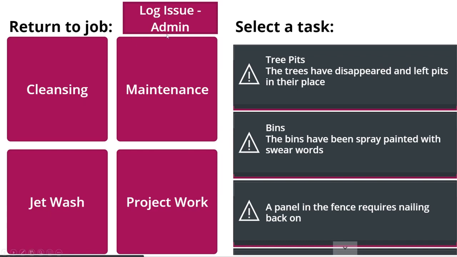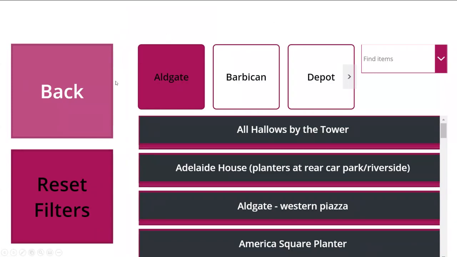What will effectively happen is they're able to select from a list of the locations. You can see here we've got all of the available London locations, All Hallows by the Tower, Aldgate. They can search by the different boroughs across the top if they want to. They can search quickly if they're looking for a particular area, or they can scroll down through all the available sites and find the one they're looking for.